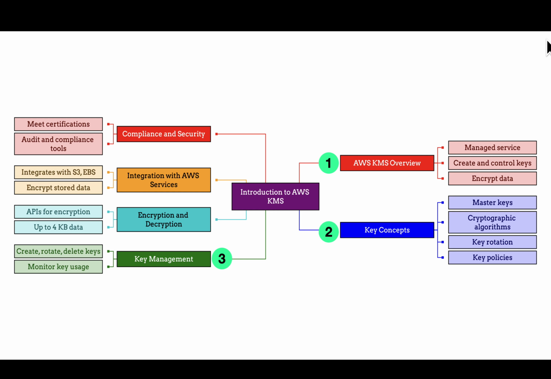3. Key management. Allows creation, rotation, and deletion of keys, also monitors their use. 4. Encryption and decryption. KMS provides APIs for encrypting and decrypting data up to 4 kilobytes in size.